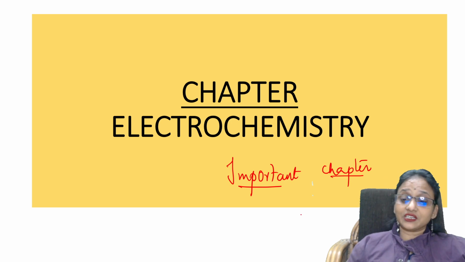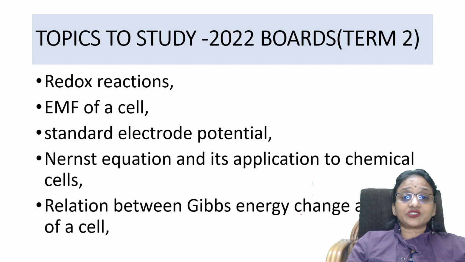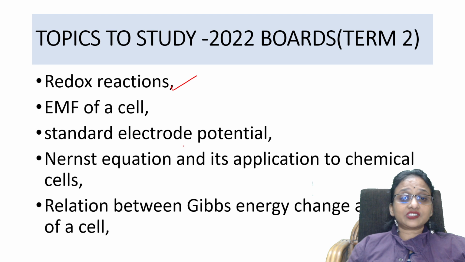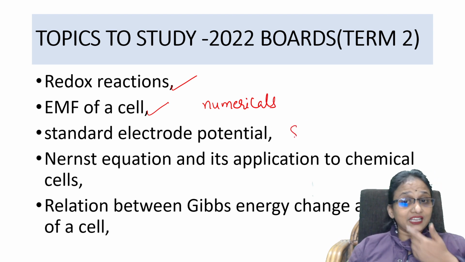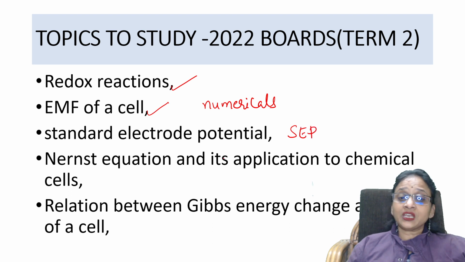Let's start the chapter. Whenever we talk about electrochemistry, these are the topics which are prescribed for your 2022 boards. You need to learn about the concept of redox reactions, what is meant by EMF of the cell, and the related numericals. That also we will be doing. You're going to learn about standard electrode potential, that is SEP, and numericals also we'll be solving here. Nernst equation and numericals.